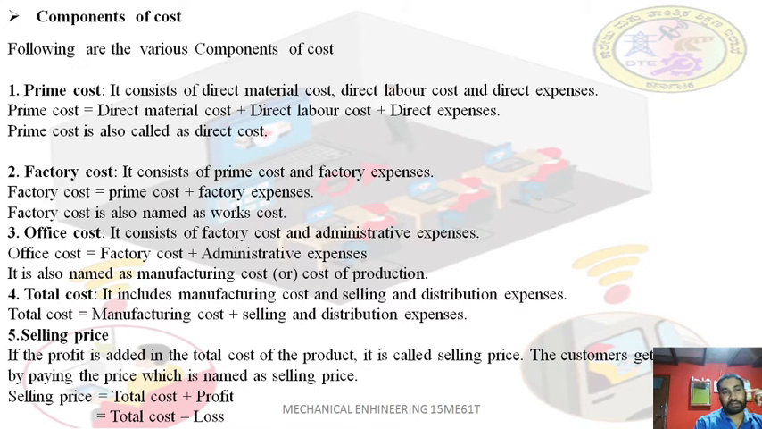Office cost. Office cost is the addition of factory cost plus the office and administrative expenses. The expenses which are incurred in the administration or office will be added to the factory cost in order to get the office cost. It is step by step. As the expenses keep on being added in each department, you will get different components of cost. So after adding the administrative expenses to the factory cost, you will get office cost.